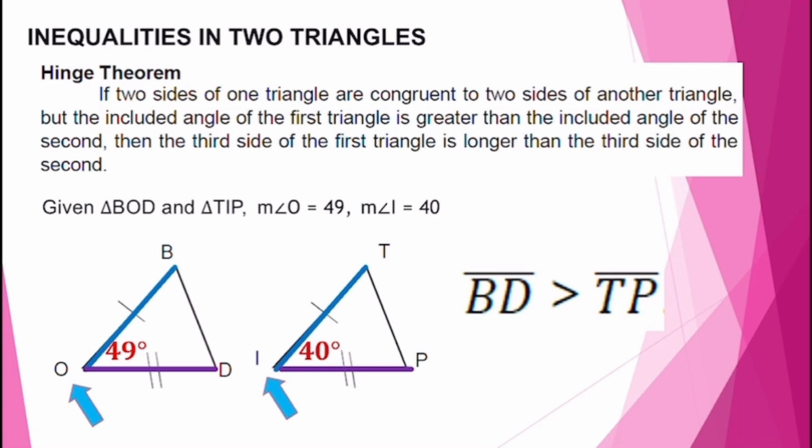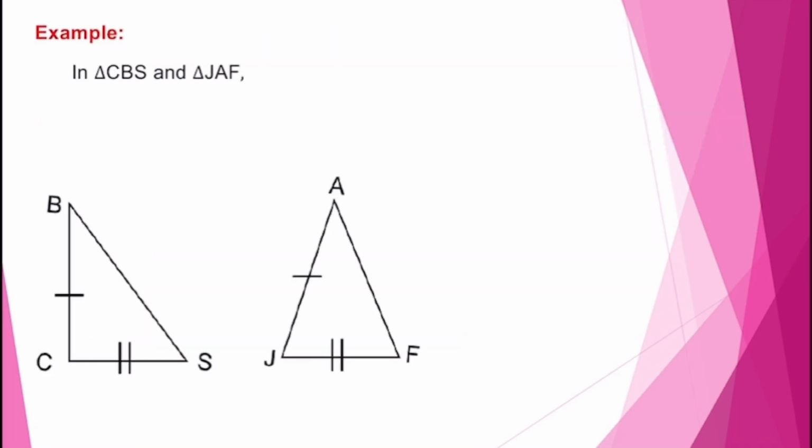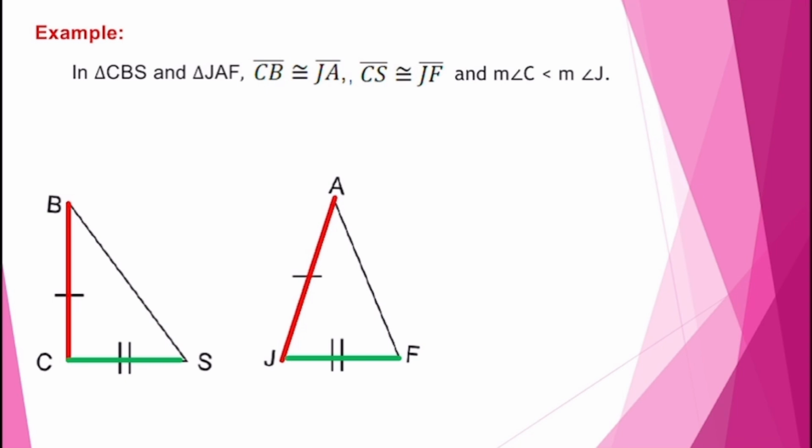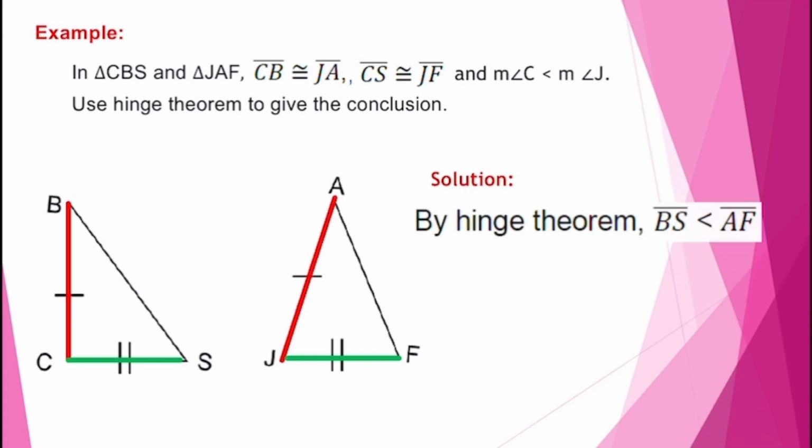Now, for our example, in triangle CBS and triangle JAF, line segment CB is congruent to line segment JA. Next, line segment CS is congruent to line segment JF, and the degree measure of angle C is less than the degree measure of angle J. Use the hinge theorem to give the conclusion. And for our solution, by the hinge theorem, line segment BS is less than line segment AF. That is the hinge theorem.